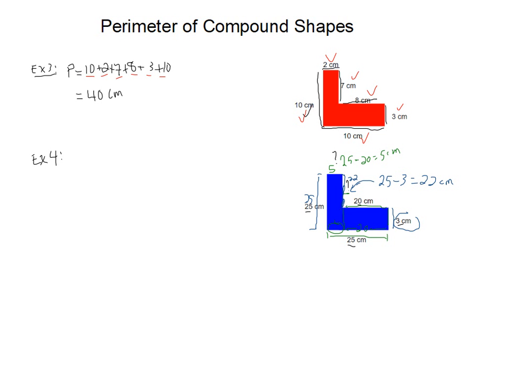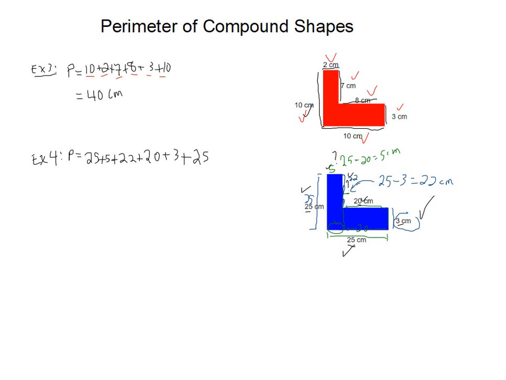And now the perimeter is just all of the side lengths added together. So I'm going to start right here with the 25 centimeters. 25 plus this one here, which is 5, plus this one over here, which we said was 22, plus this one over here, which is 20, plus the 3, plus the 25 down here. That's the last one.